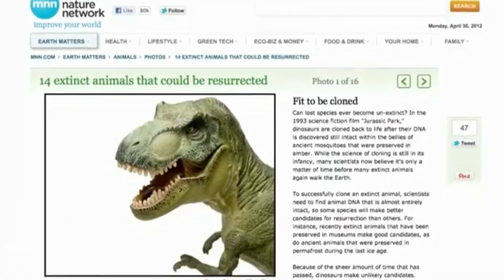And we're not the only ones that could benefit from a resurrection. The awesome animal lovers over at the Mother Nature Network have broken down 14 different extinct species that could benefit from a little bit of cloning. You know, in like a, oh, I was dead and now I'm not dead anymore kind of benefit.